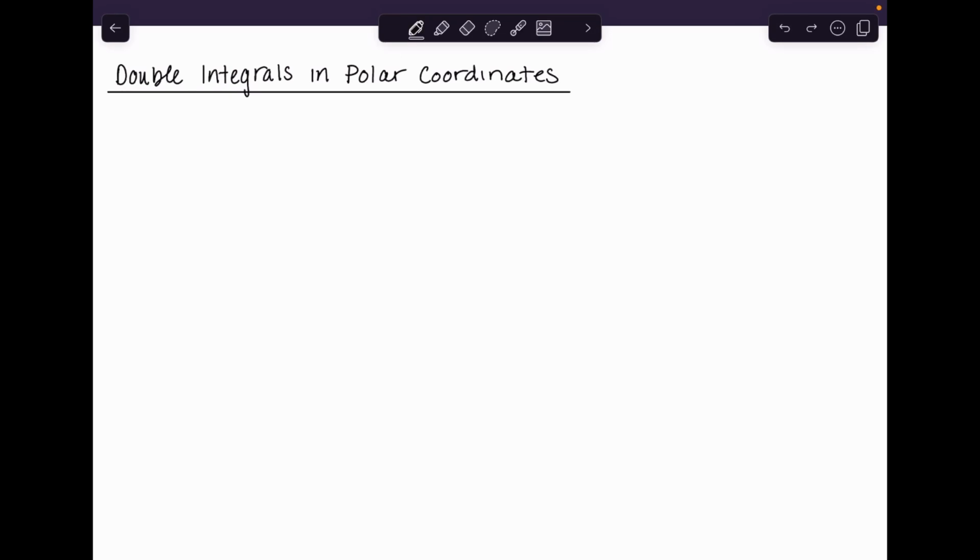So what we want to do now is talk about double integrals. Remember, they're finding the volume of a solid under a given curve over a specific region. What happens if it's really complicated to evaluate using Cartesian coordinates, meaning integrating with respect to x and y? We've graphed a lot of these functions in 3 dimensions.